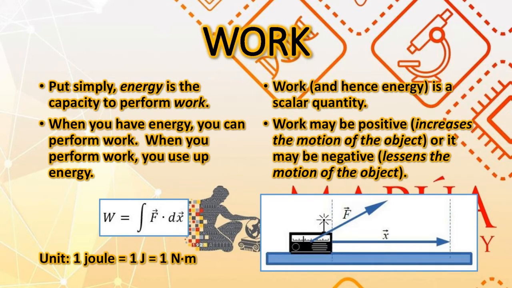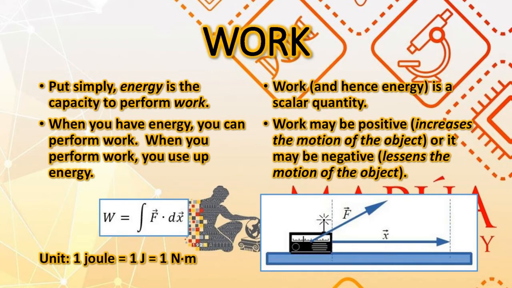For example, you have an object, you apply force F on the object, and the object undergoes displacement x as shown in the figure. The force is said to perform work W on the object. The work done by force F on the object is given by W is equal to integral of F dotted with dx. Now note that this dot is dot product. So please review the concept of dot product in your vector analysis.